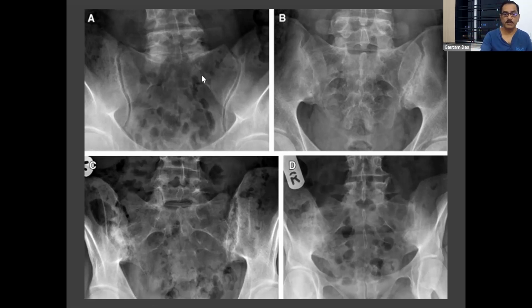So grade 1 is your mild sclerosis, or maybe looking normal. This is your grade 1, very mild looking sclerosis, or almost looking normal. Suspicion of the sclerosis, I should say. Then is the irregular margin and your sclerosis. Third is very gross erosions and grossly reduced joint margins. And fourth one is it is completely fused. So these are your 4 grades of sacroiliitis.